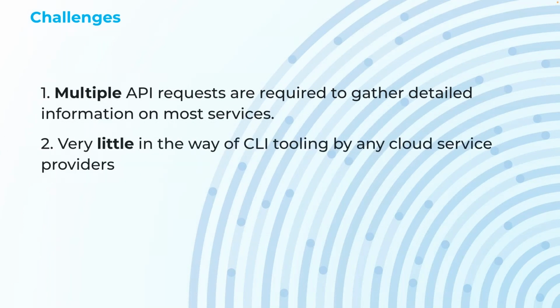There's very little in the way of CLI tooling by any of the cloud service providers to realistically tackle this problem. Initially, when I first created this presentation, I was doing some research and I found Amazon provides a service called Cloud Control. This looks to try and bridge the gap. However, as with all things, it doesn't cover every service, and you still have to know exactly what structure the request to Cloud Control needs to be to provide the information for the particular service.